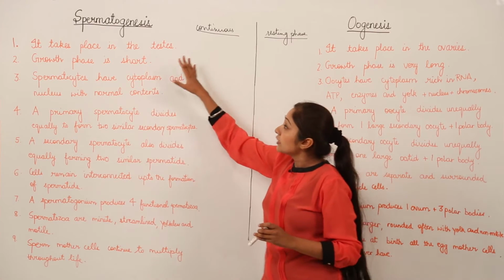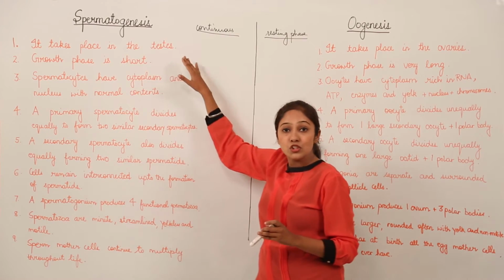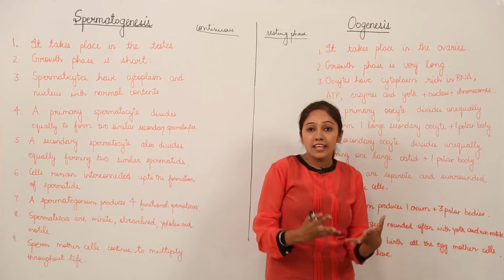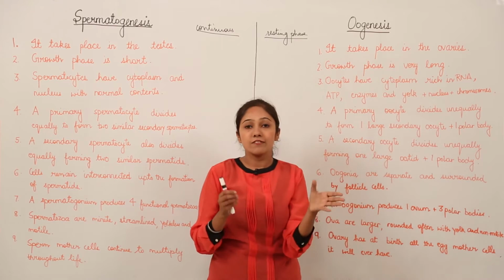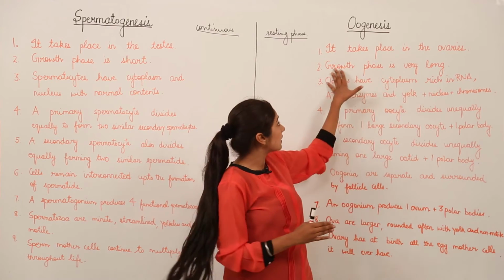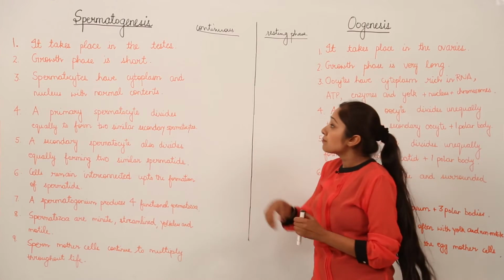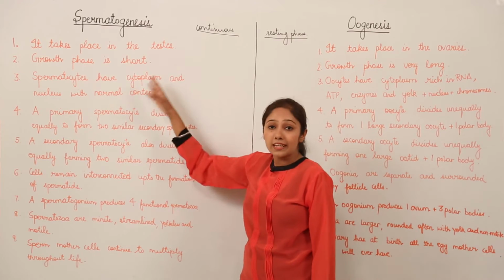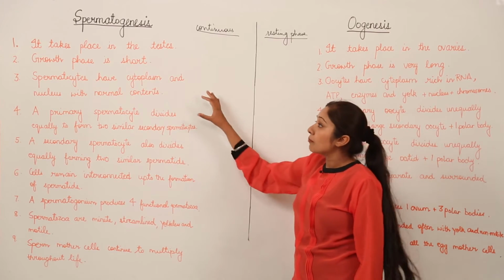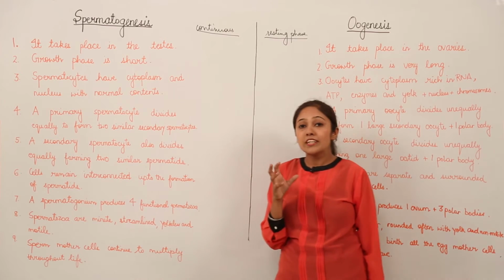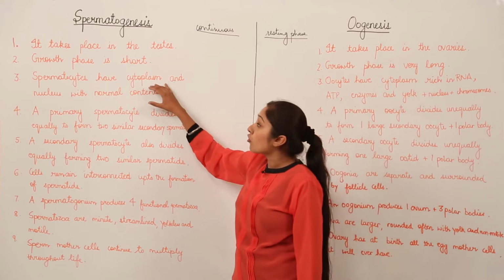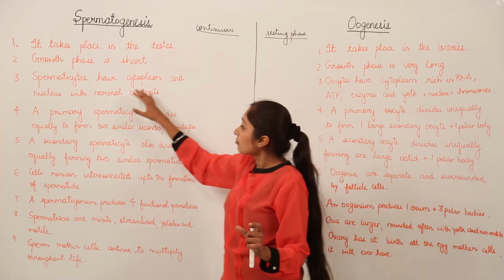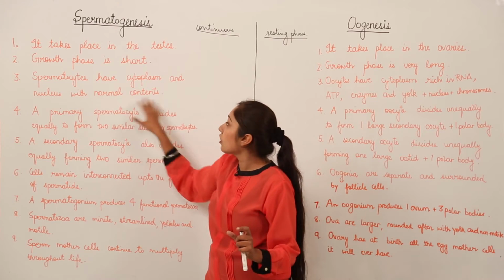Next, the growth phase in spermatogenesis is short, but the growth phase in oogenesis is very long. It can take from a few days even to many years. So it has a longer growth phase. In spermatogenesis, spermatocytes have cytoplasm and nucleus with normal contents. During the formation of sperm, the cytoplasm condenses out and its volume reduces. So that is why they have cytoplasm and nucleus with normal contents.